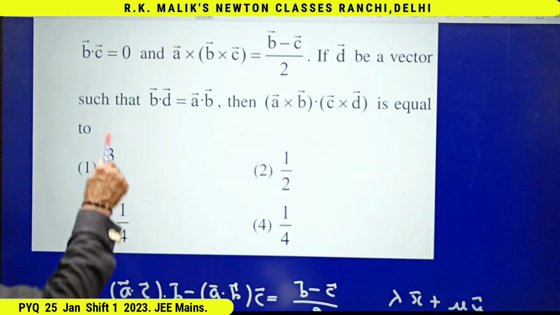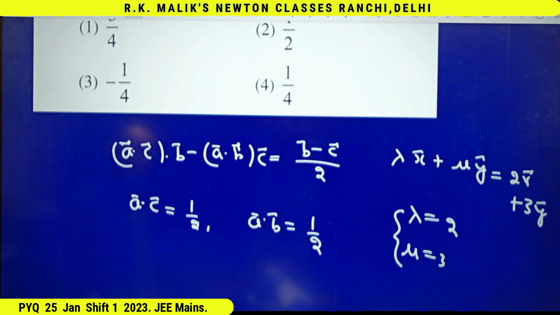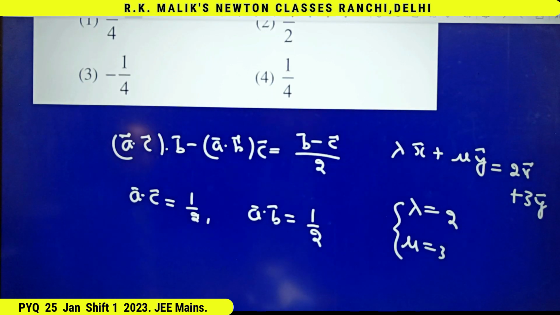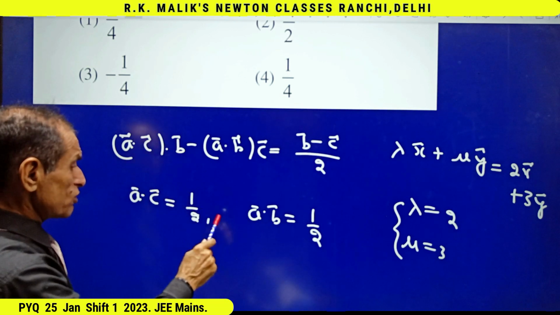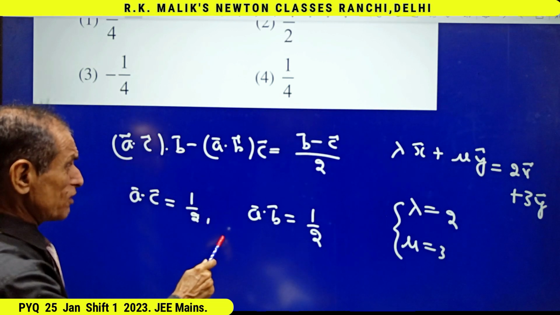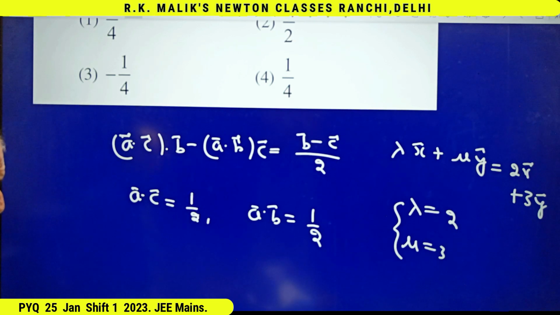And here, because it is given that B dot C is 0, that is B and C are perpendicular, I can say B and C are non-collinear. Hence comparing coefficients is allowed to me, and I have got this conclusion.